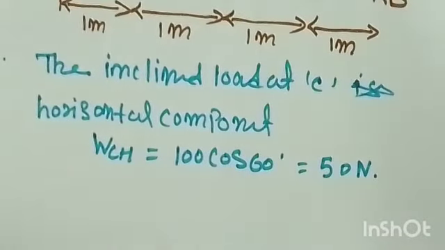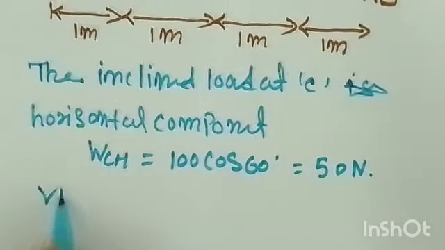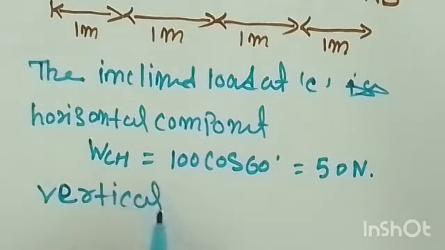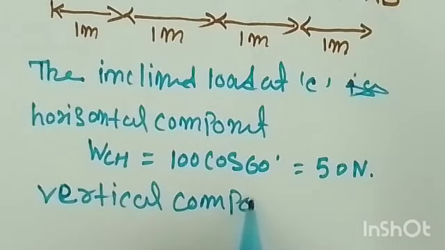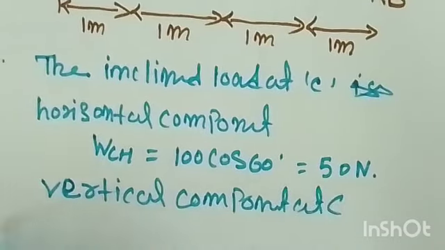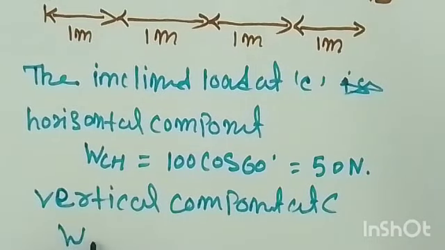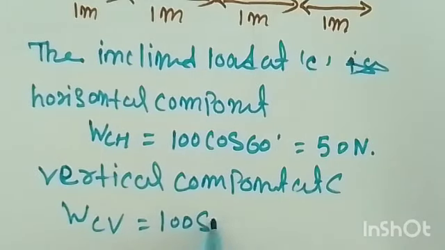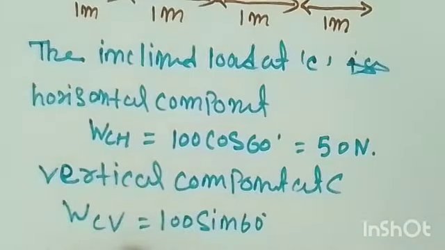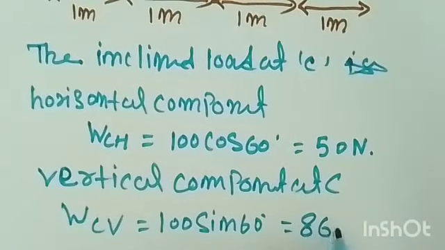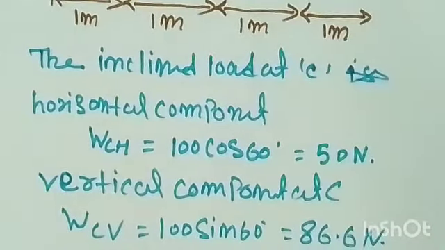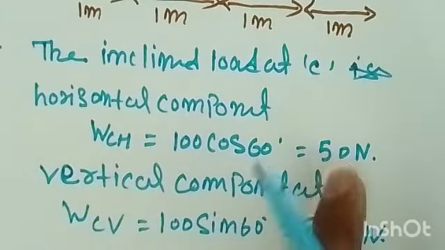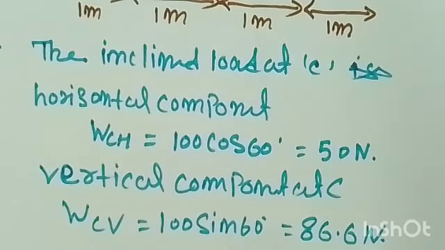Similarly, the vertical component at C is WCV, where H is for horizontal and V is for vertical. It is 100 sin 60 degrees, which is 86.6 Newton. So we have resolved the forces at C horizontally and vertically: the horizontal force is 50 and the vertical is 86.6.